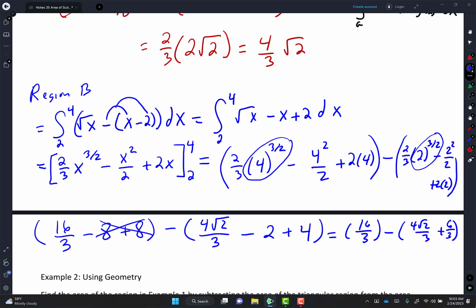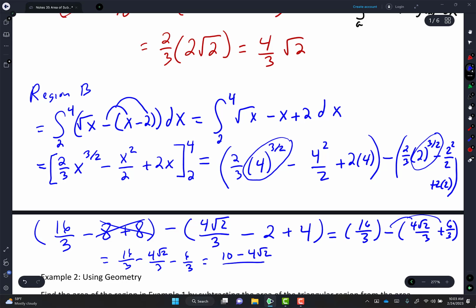So here we go. I'm going to distribute this negative. So that's going to turn to a negative. That's going to turn to a negative. So I'm going to have 16 over 3 minus 4 square root of 2 over 3 minus 6 over 3. So that is 16 minus 6 is 10 minus 4 square root of 2 over 3.